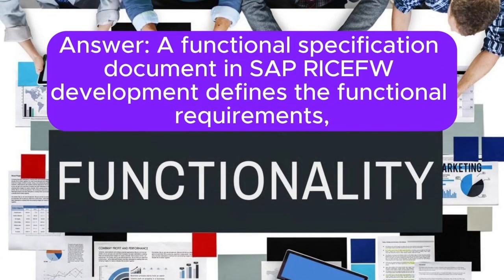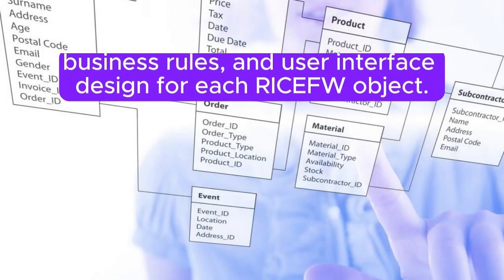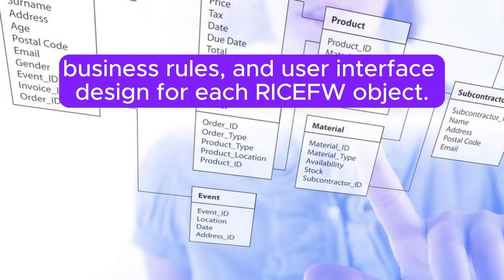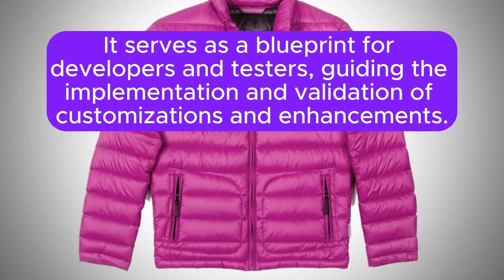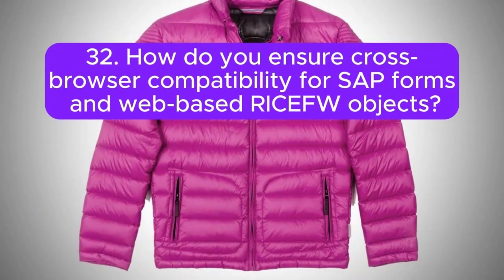31. Can you explain the role of a functional specification document in SAP RICEF development? Answer: A functional specification document in SAP RICEF development defines the functional requirements, business rules, and user interface design for each RICEF object. It serves as a blueprint for developers and testers, guiding the implementation and validation of customizations and enhancements.